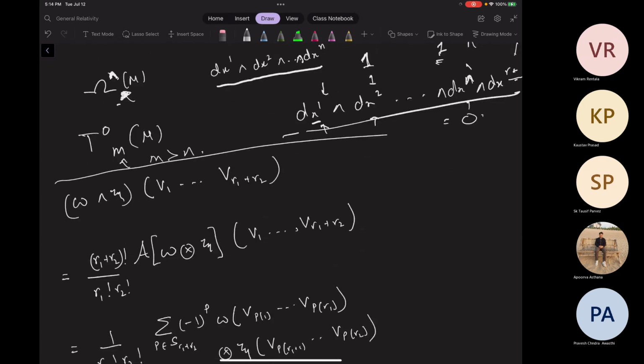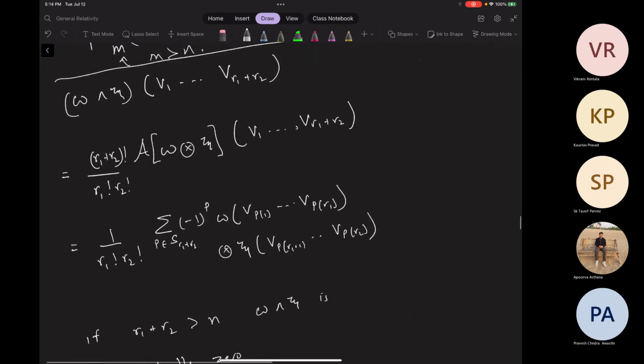Now let's consider something else. Let's consider the wedge product, omega wedge psi. Let's assume that omega is an r1 form and psi is an r2 form. So this wedge product should give me an r1 plus r2 form, which means it takes in r1 plus r2 vectors. And by definition, this is the anti-symmetrizer acting on omega tensor product psi, times this convention factor, r1 plus r2 factorial by r1 factorial r2 factorial, acting on v1 through v r1 plus r2.